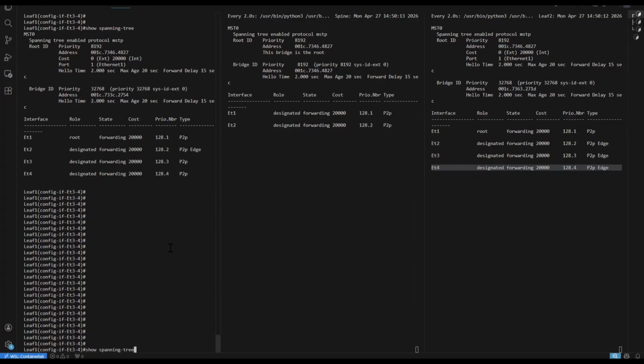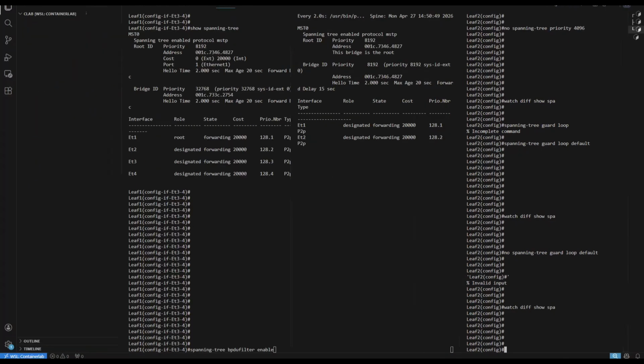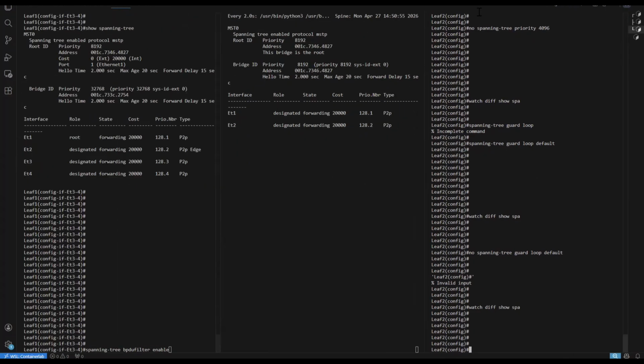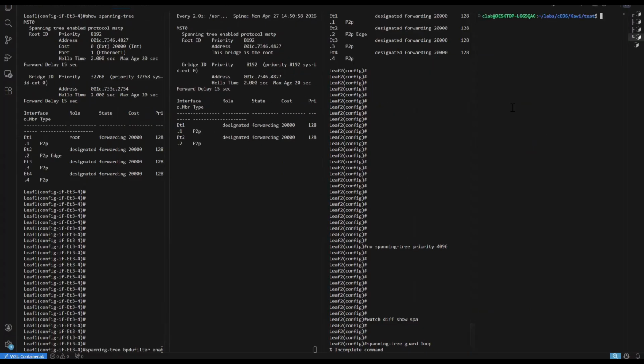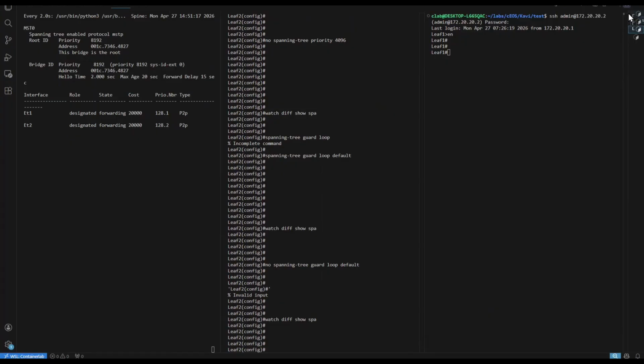Okay, so now let me, just a minute. This is a lab. Let me kill this terminal and create a new one. This is not working. Let me kill this. So sometimes this happens in the containerlab.